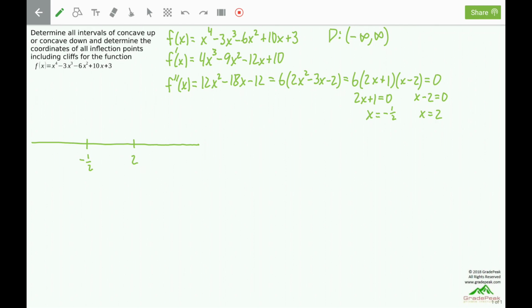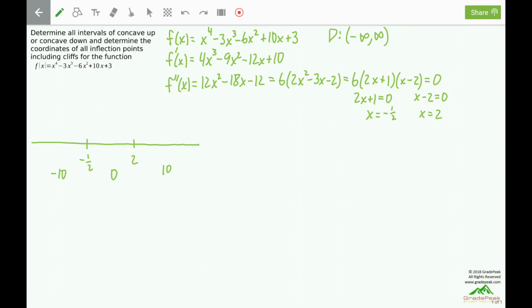We can pick a test value in each of these intervals. The first interval is negative infinity to negative 1/2. We can pick the test value negative 10. The second interval is negative 1/2 to positive 2. We can pick the test value of 0 in that interval. The third interval is positive 2 to positive infinity. We can pick the test value positive 10 in that interval.